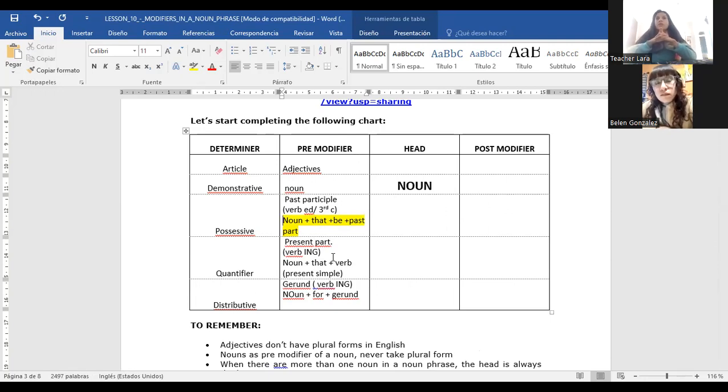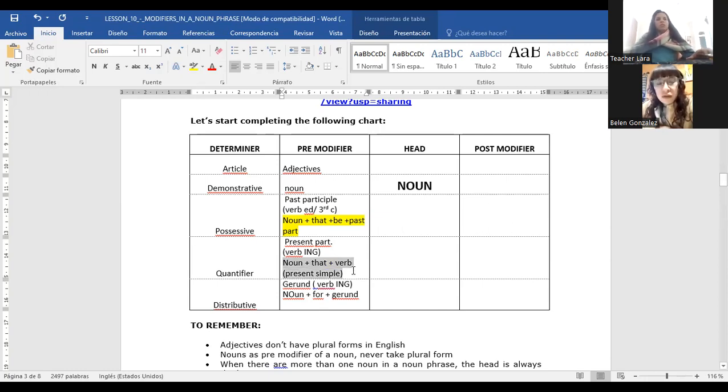For example, drunk man. If you apply that rule to my example, how can you recognize if it is a past participle or not? Drunk man. Yes, I would say a man that is drunk. Excellent. So in that case, it's a present participle. Great.